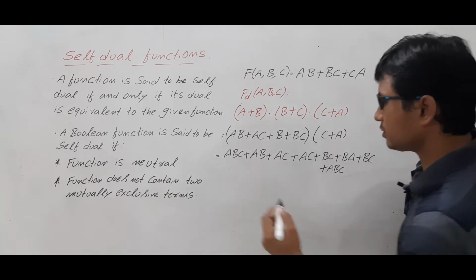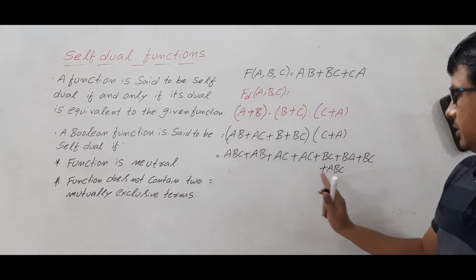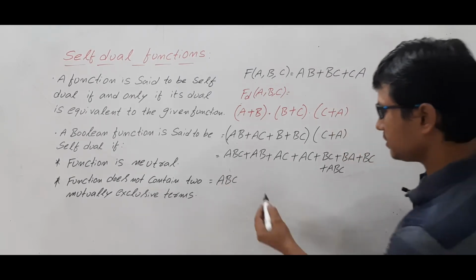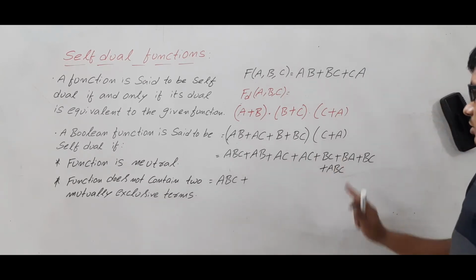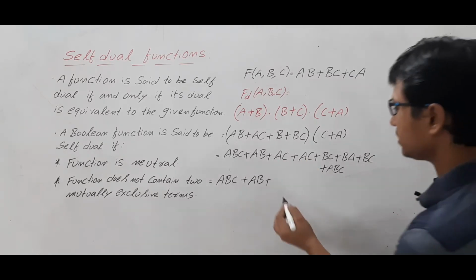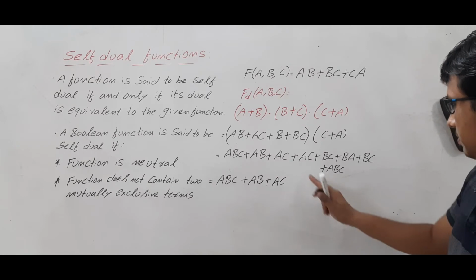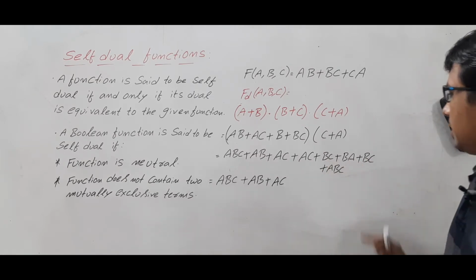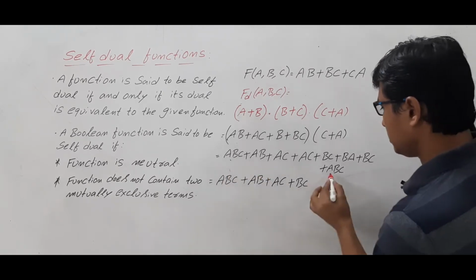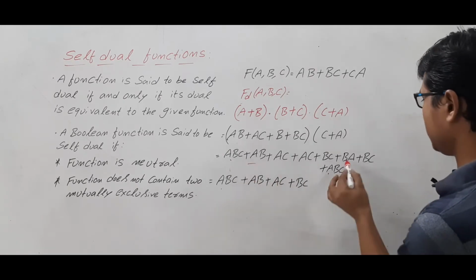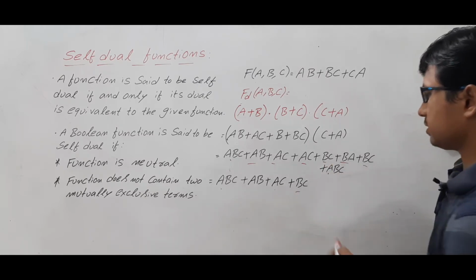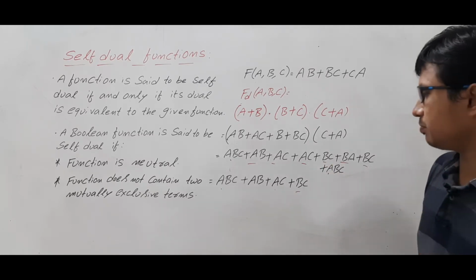Now I have to simplify it further. If ABC is there twice, it will be ABC only. Am I right or wrong? Similarly, I have AB, and here also AB is there, so I can make it a single AB. And AC and AC is there, it will be only AC. Then BC is there two times, it will be only one time. So from these two, I got this one; from these two, I got this one; from these two, I got one; and from these two, I got one. Is it clear? Now let me simplify it further.